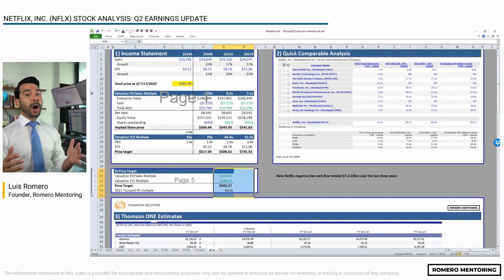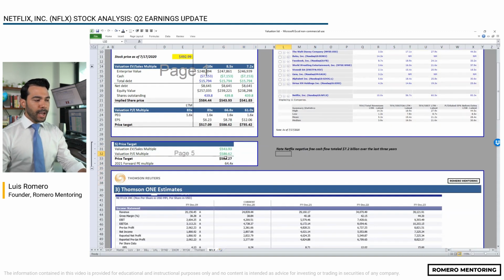Now, of course, we could go a lot deeper than what you're seeing right here by building a full-blown model, doing a revenue buildup. How many subscribers they have times the average revenue per subscriber, what is their market penetration in the US and also globally. Again, we can go a lot deeper, but for simplicity, I'm just walking you through this process.